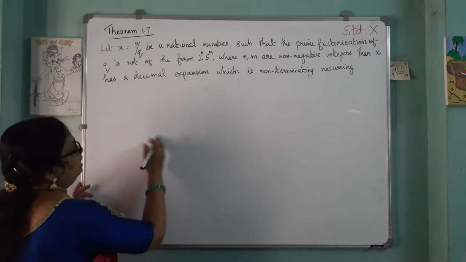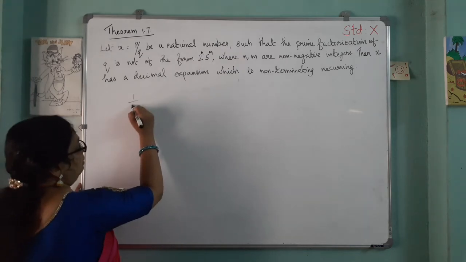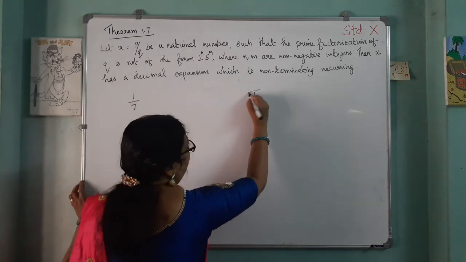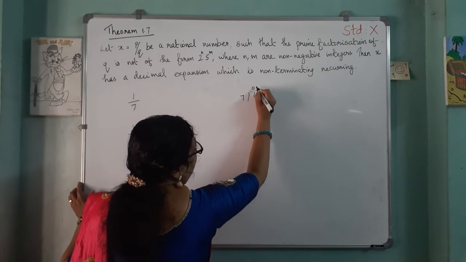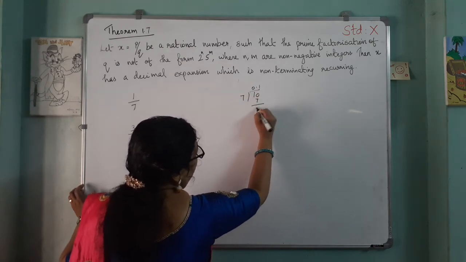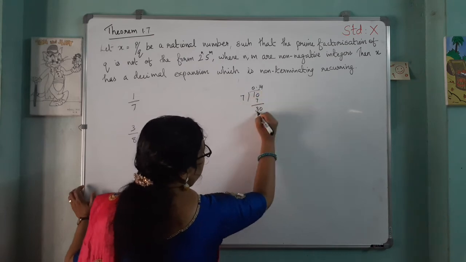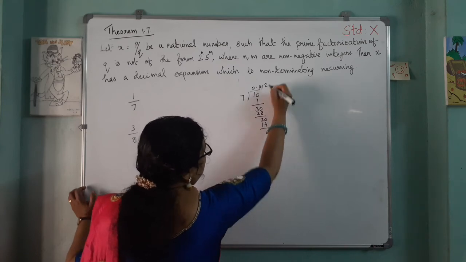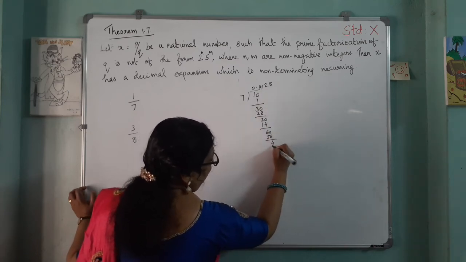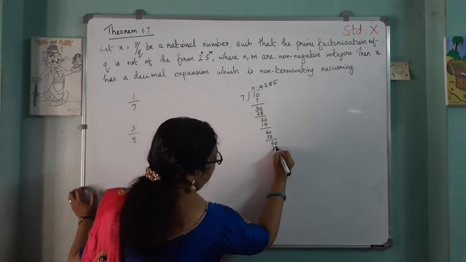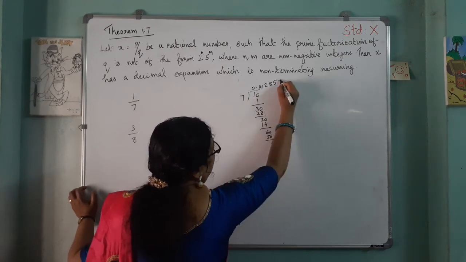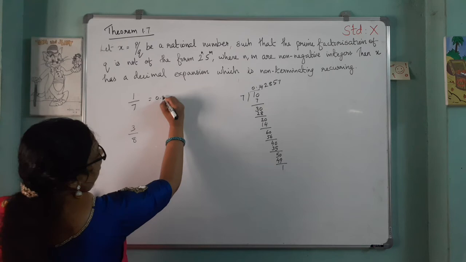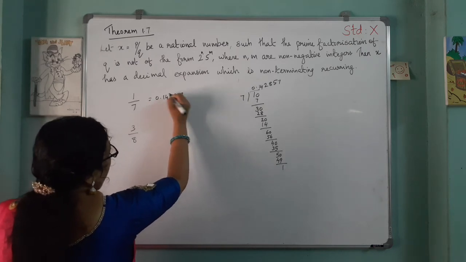Now again we can write two rational numbers, that is 1 by 7 and 3 by 8. Then 1 by 7, 1 divided by 7, that is 0, then decimal, 10, 1 times 7, then 3 remainder, 30, 4 times 28, 2 remainder, 20, 2 times 14, 6 remainder, 60, 8 times 56, 4 remainder, 40, 5 times 35, 5 remainder, 50, 7 times 49, 1 remainder. That is, these numbers are repeating: 1, 4, 2, 8, 5, 7, 1.